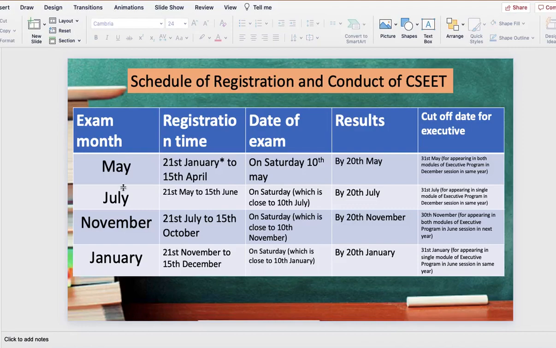So I repeat once again: if you have given in May, in the month of December you can write both the modules. So June exam you are not eligible for in the same year, right? If you have given the exam in the month of July, you are eligible to write a single module in the month of December of the same year. If you gave the CSEET examination in November 2020, 30th November is the deadline to register, then you can write both the modules next June. Everybody clear? And for January 2021, if you are sitting for the CSEET examination, you will be eligible to write a single module in the month of June 2021.